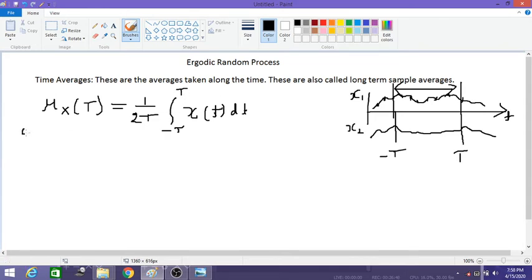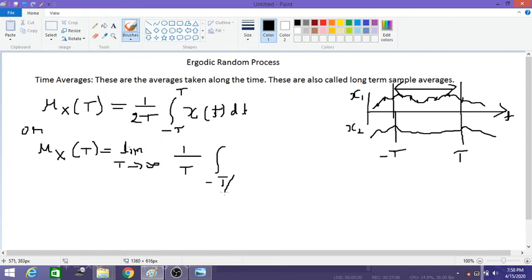Or this can also be defined as mu x of t equal to, if the limit t tends to infinity, then we can also call this 1 by t. Since we are taking the average over only 1 by t, our integral limits will change from minus t to minus t by 2 to plus t by 2, of x of t into dt. So this is my mean definition of the time average process.